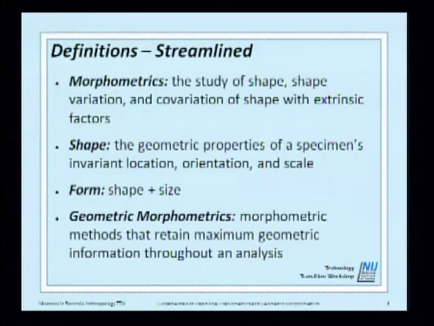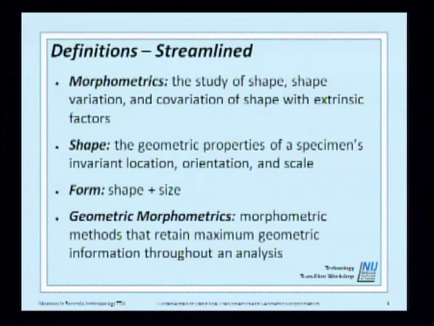All right, again, morphometrics is the study of shape, shape variation, and the covariation of shape with extrinsic factors. But that can also include different modalities of analyses. Most of us use generalized Procrustes analysis, which I'll talk about in a second. But there are other things that you can look at. For example, you can look at outline data, landmark data, semi-landmark data, and I'll go through those things in a minute.